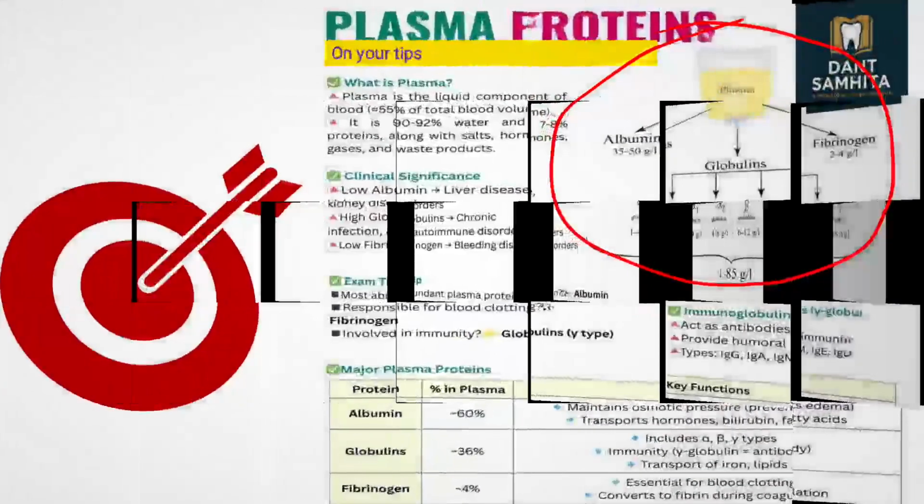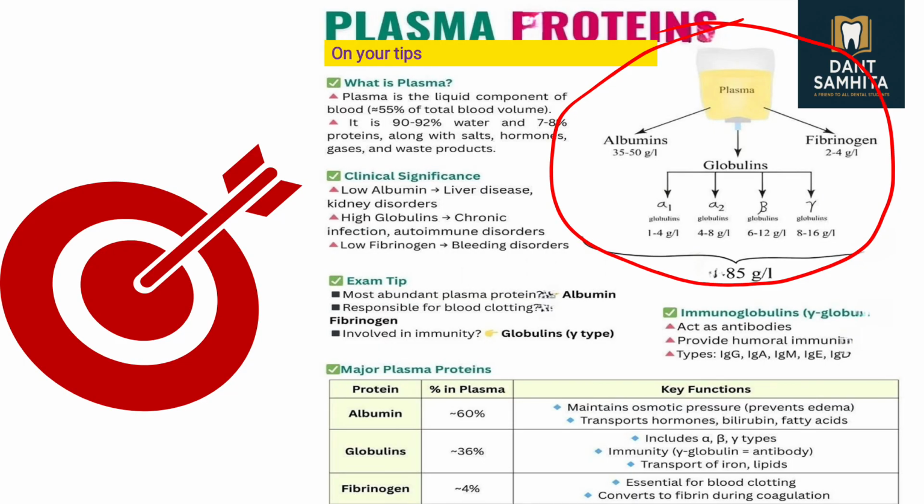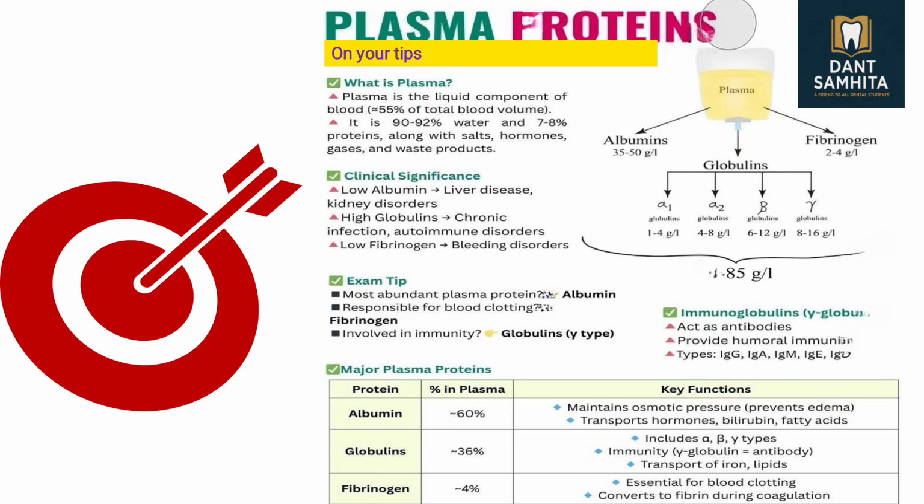Coming to the next PPT, I already told you the different types of plasma proteins: albumin, globulin and fibrinogen. Here are some points which are very important and which you need to remember. That's why I've given the heading as tips. Plasma is the liquid component of the blood, which is 55% of the total blood volume. It is 90 to 92% water and 7 to 8% proteins, along with salts, hormones, gases and waste products.